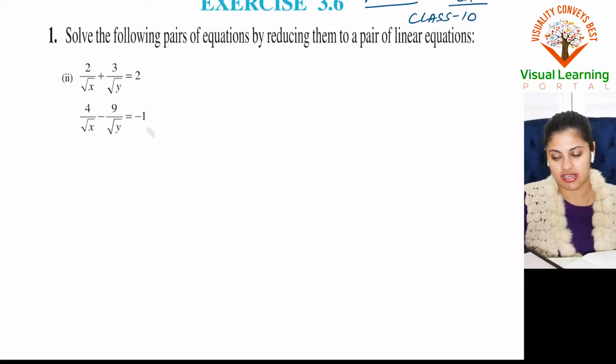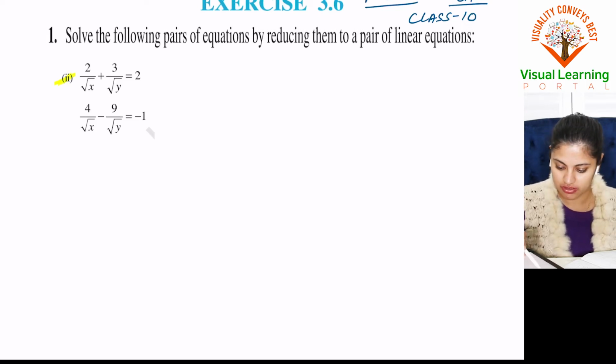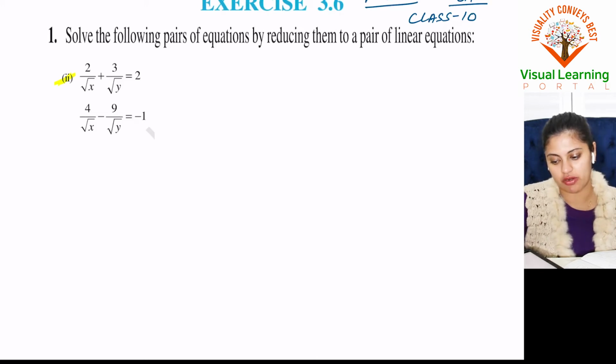Let's do NCERT Chapter 3, Class 10, Exercise 3.6. We're going to solve the second part of the first question: solve the following pair of linear equations by reducing them to a pair of linear equations. Basically these don't seem like linear equations, but we are supposed to make them linear equations first of all.